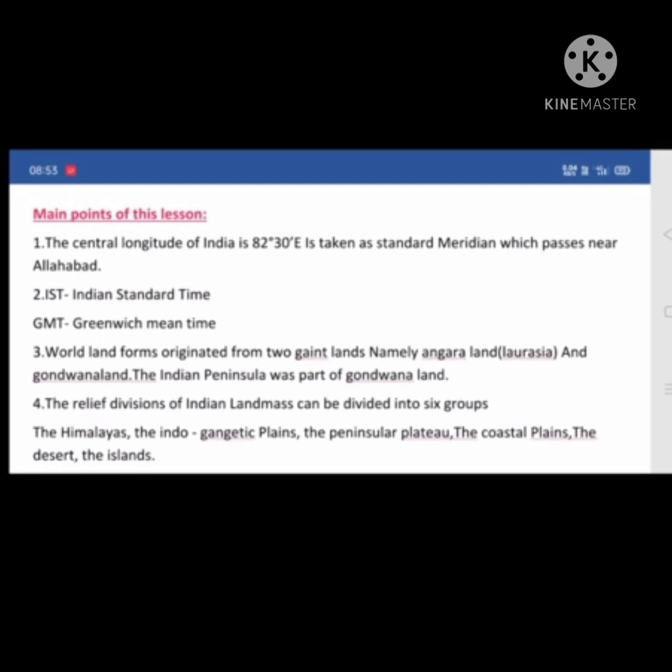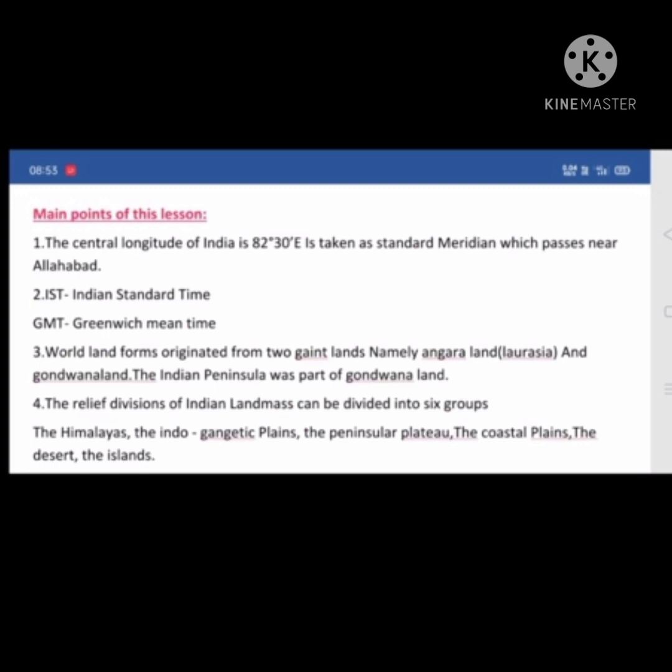Third point, world landforms originated from two giant lands, namely Angara land, Laurasia, and Gondwana land. The Indian peninsula was part of Gondwana land. The relief divisions of the Indian landmass can be divided into 6 groups. First one, the Himalayas, the Indo-Gangetic plains, the peninsular plateau, the coastal plains, the islands.